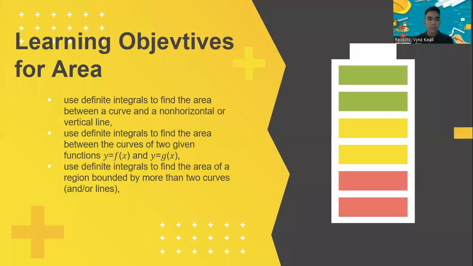Our learning objectives for the area are: use definite integrals to find the area between a curve and a horizontal or vertical line. Next is to use definite integrals to find the area between the curves of two given functions, which are y equals f of x and y equals g of x. Next, use definite integrals to find the area of a region bounded by more than two curves or lines.